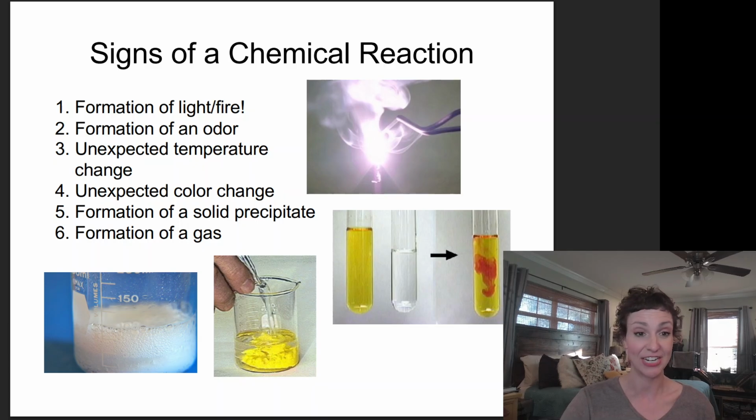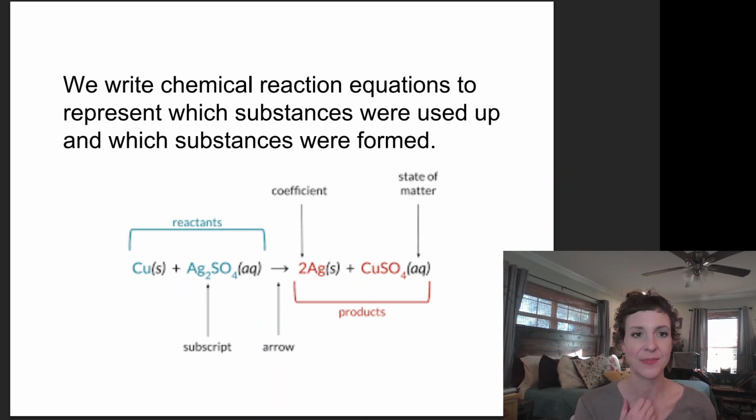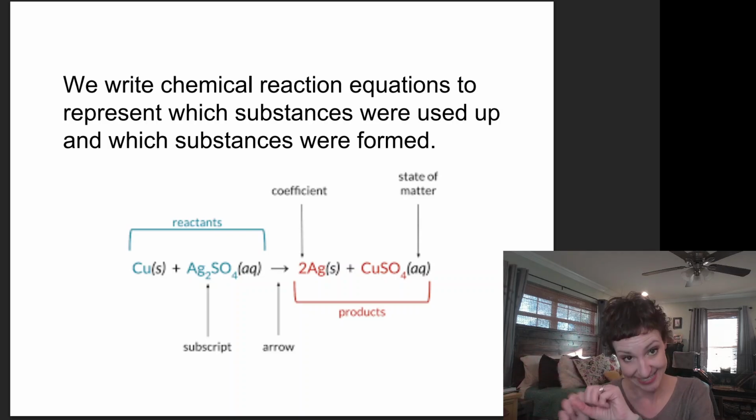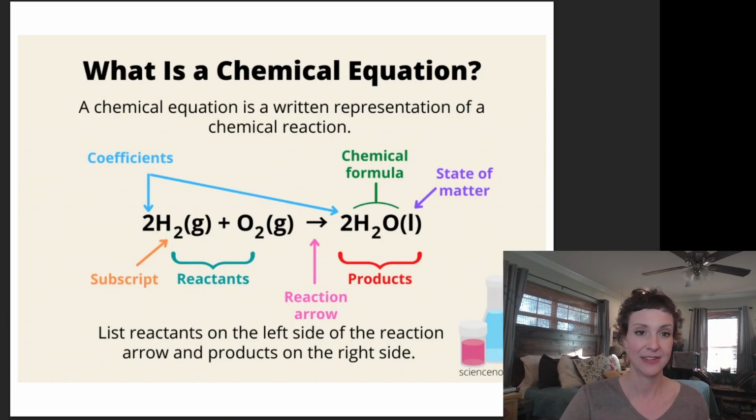Okay, let's talk more about the reaction equations. What are all these symbols? What are all these signs? What are these numbers we got going on here? Okay, so we write chemical reaction equations to represent which substances are used up, we call those reactants, and which substances are formed.